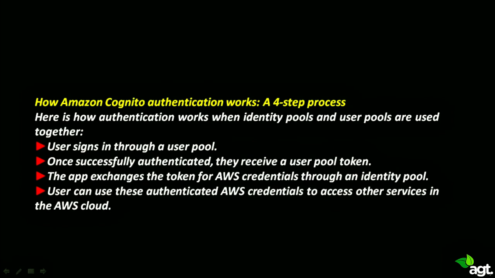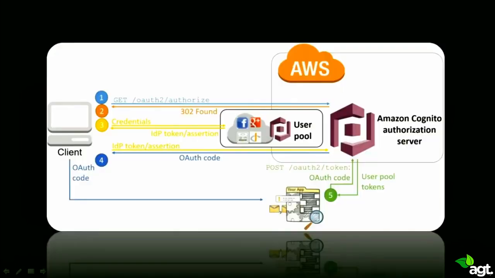So how does Amazon Cognito authentication work? The first thing we need to understand is the process, and here is how authentication works when identity pools and user pools are used together. First, the user signs in through your user pool. Second, once successfully authenticated, they receive a user pool token. Third, the application exchanges the token for AWS credentials through an identity pool. And fourth, they can use these authenticated AWS credentials to access other services in the AWS cloud.